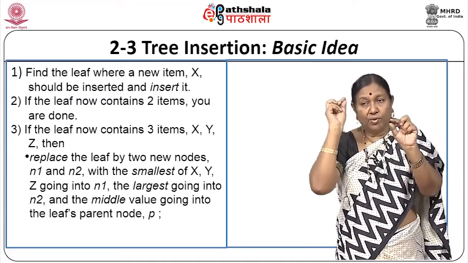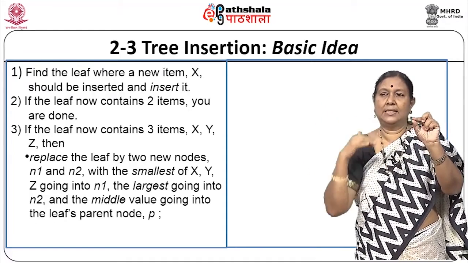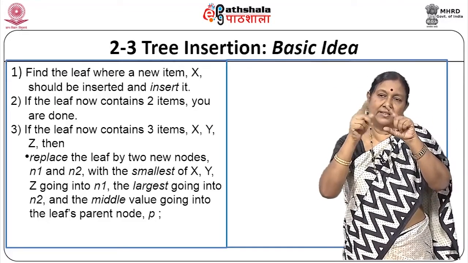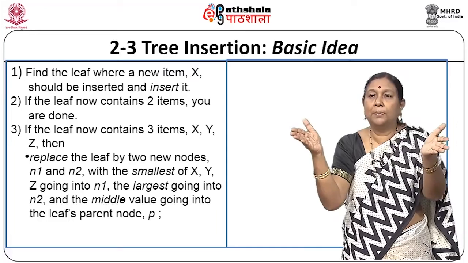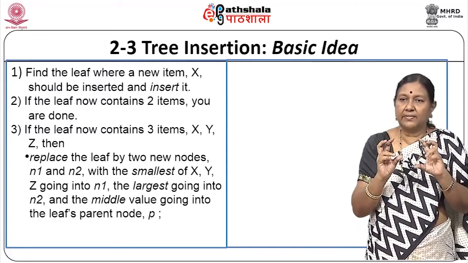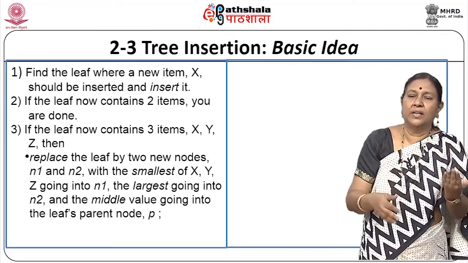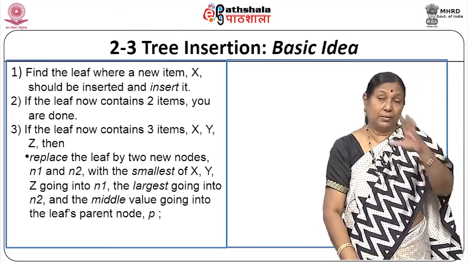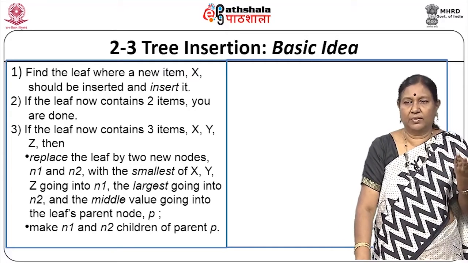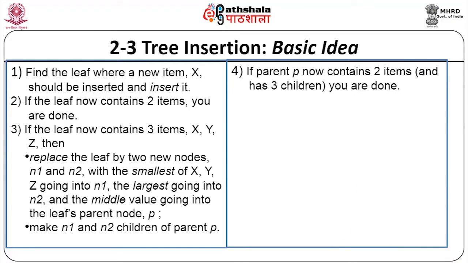Now, if you only had 1 child previously, this addition will not cause a violation. Now, suppose that had 2 children, then there is a violation, again you have to do this split. Actually, what you have done is you split the leaf node, instead of it having 3 values, you are splitting it to having 1, 1, 1. So, make n1 and n2 children of the parent p. If parent p now contains 2 items and has 3 children, you are done.